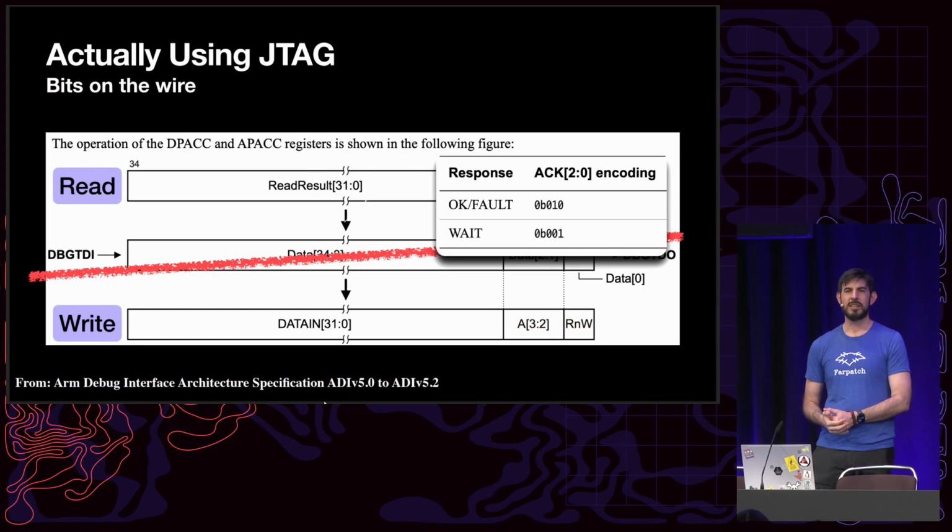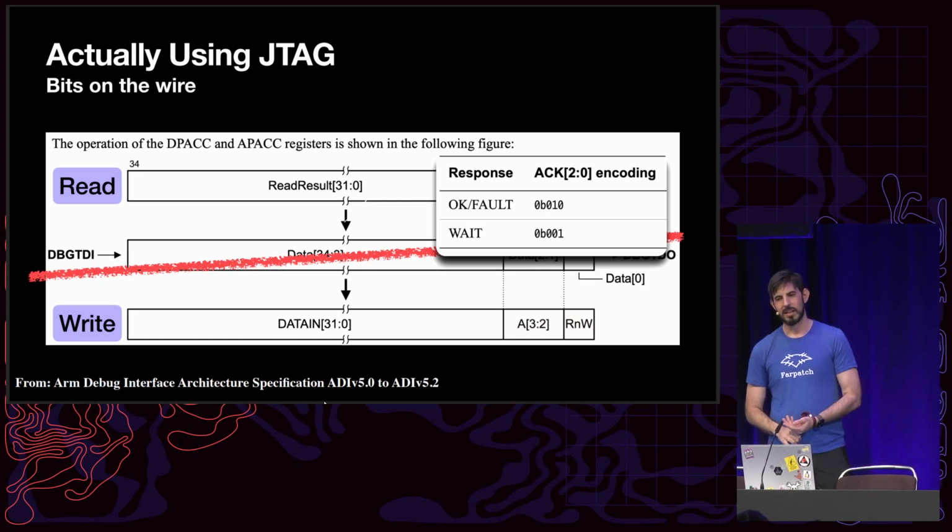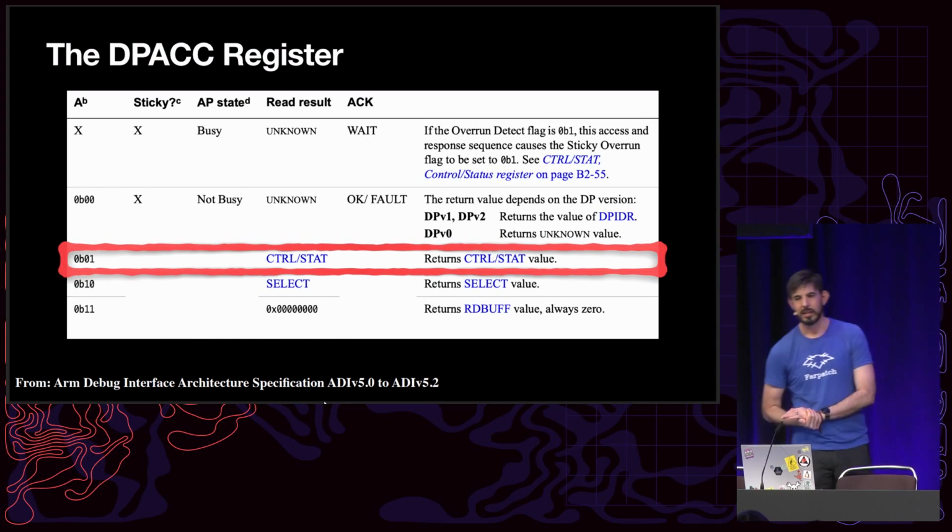If it comes back as 1, 0, then that means it could have succeeded, it could have failed. You're going to have to look harder to figure out which one of those two it is. But I'm going to talk about the right half of this, what we send the target: those 32 bits plus 2 bits of address plus a read or write bit.